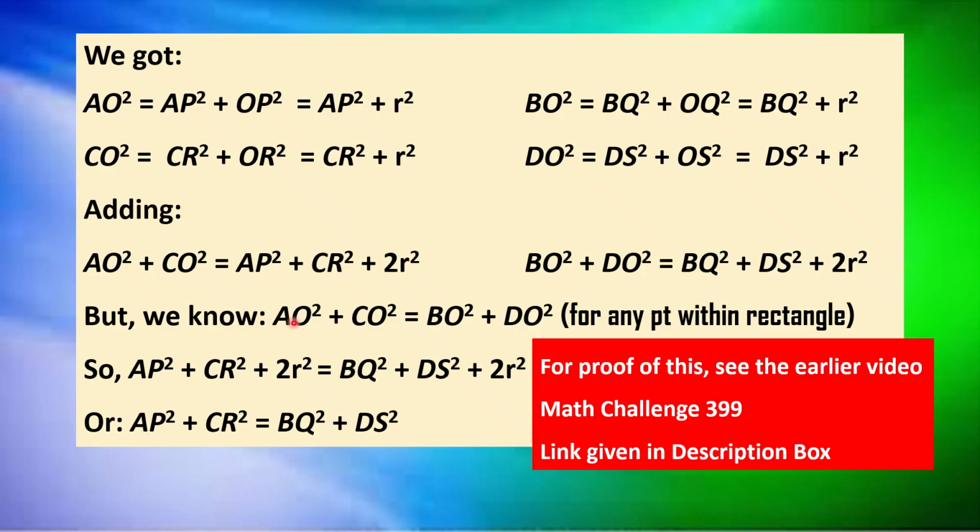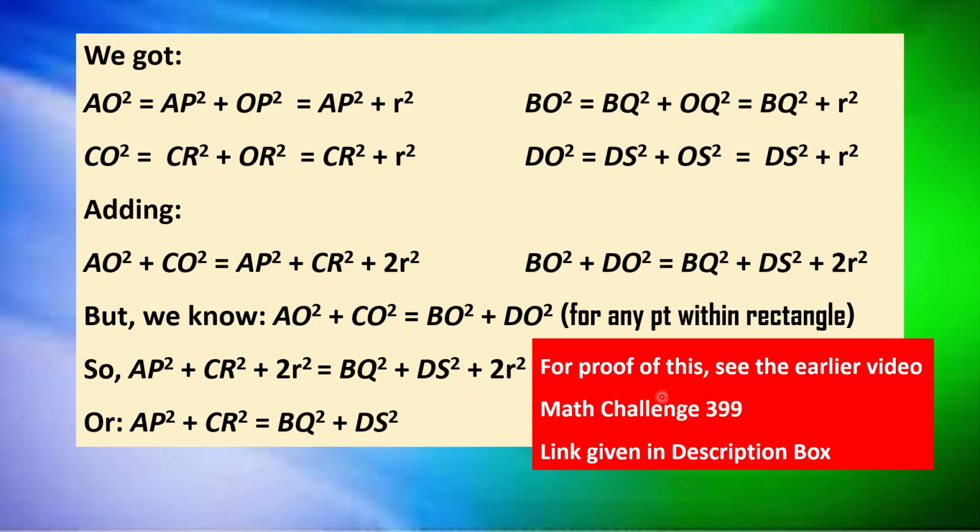Now we know that AO square plus CO square is equal to BO square plus DO square for any point O within the rectangle ABCD. If you take any random point O within rectangle ABCD, then AO square plus CO square should be equal to BO square plus DO square. If you want the proof of this, see our previous video, Math Challenge 399.